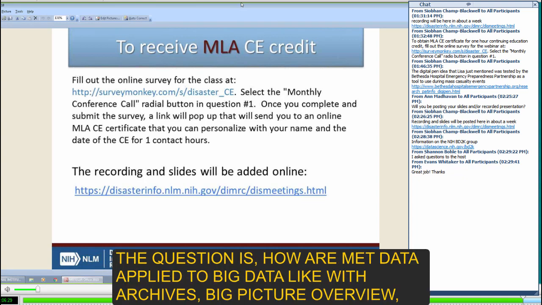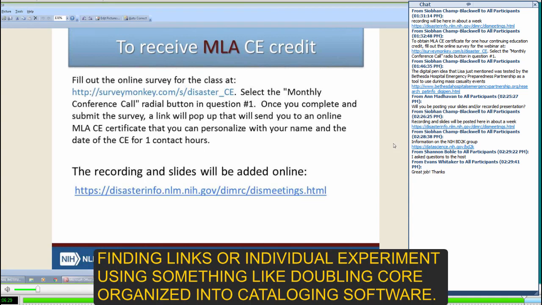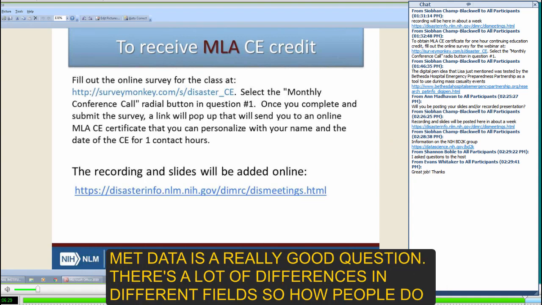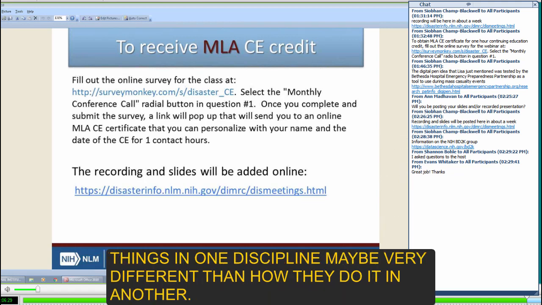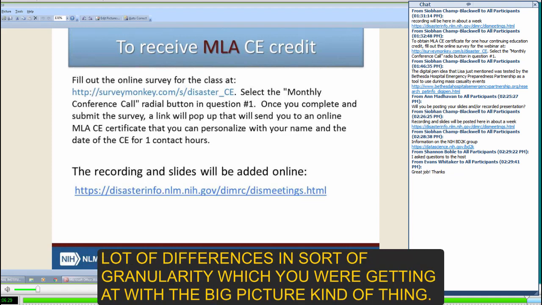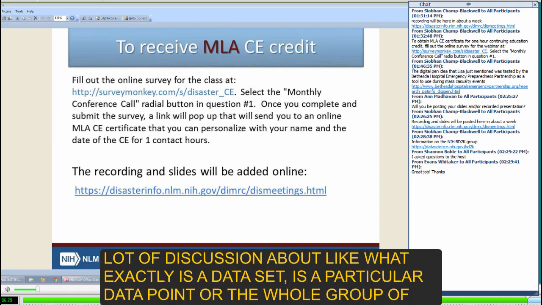So the question is, how is metadata applied in big data? Is it like with archives, a big picture overview, finding guide with links to other data sets, or individual experiment metadata using something like Dublin Core organized into cataloging software? So yeah, metadata is a really good question. And there are a lot of differences in different fields. How people do things in one discipline may be very different from how they do it in another. And there are also a lot of differences in the granularity, which I think you were getting at with the big picture kind of thing.